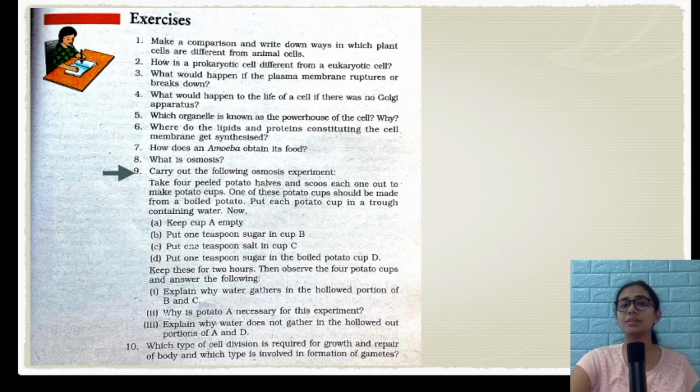Now, before we get into the questions, let's make ourselves clear what is exactly happening in each of these cups, in terms of osmosis.